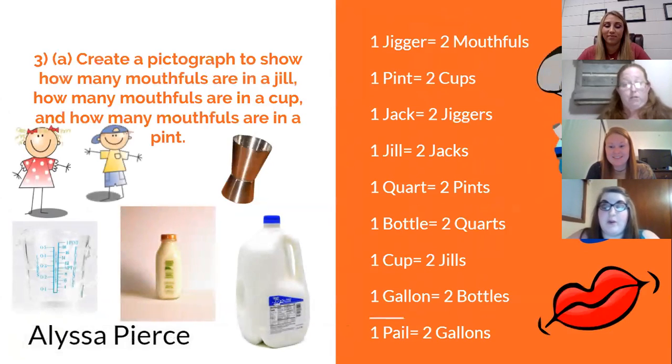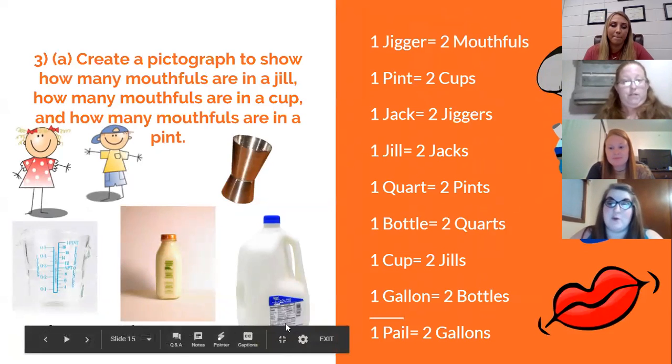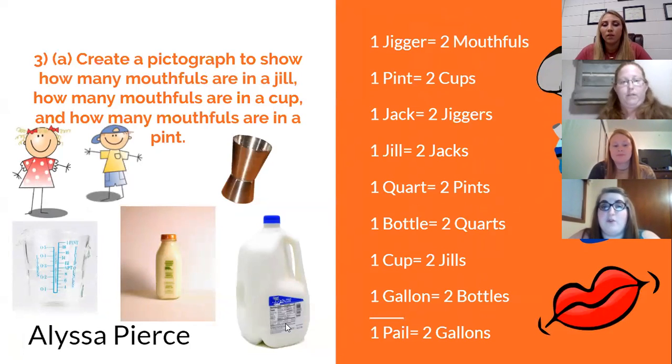Pictographs are technically a picture or a symbol that represents a word or a phrase. So these were used many years before we were even born because this is what people used to use to communicate. So here, what we're going to do is create a pictograph to show how many mouthfuls are in a gill, how many mouthfuls are in one cup, and how many mouthfuls are in one pint.